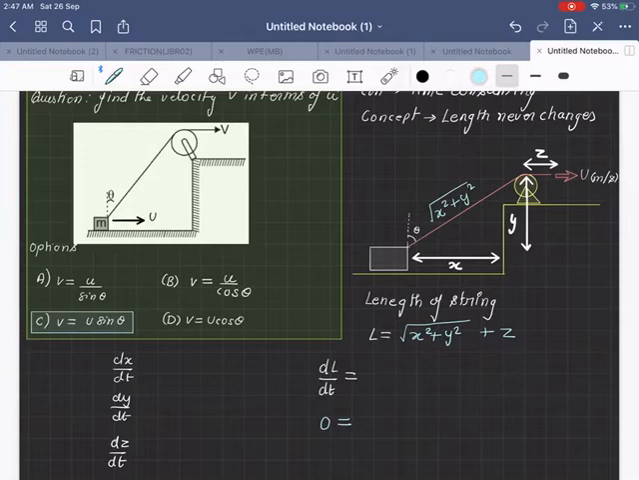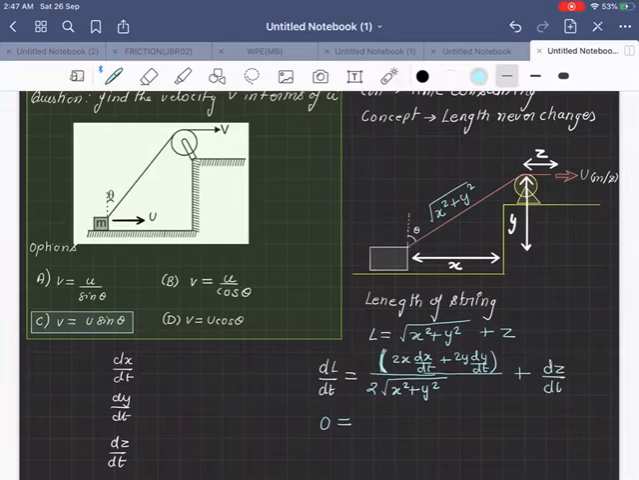Now what will be the differentiation on the right hand side? It is going to be 1 by 2 square root of x square plus y square, and in the numerator we get 2x dx by dt plus 2y dy by dt, where I have applied the chain rule, plus dz by dt. Okay, that's good, but what is the value of dx by dt, dy by dt, and dz by dt? We don't know yet, but we are going to get them. So let's see each and every one.